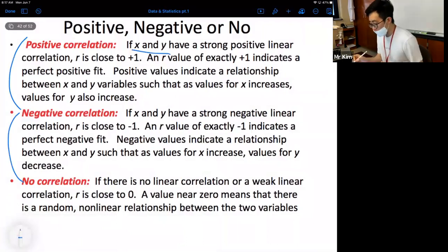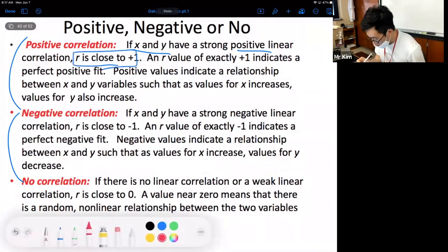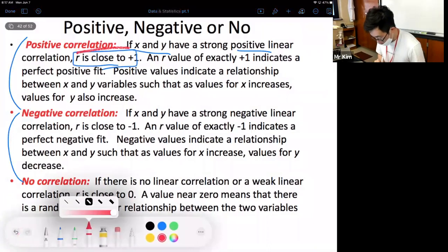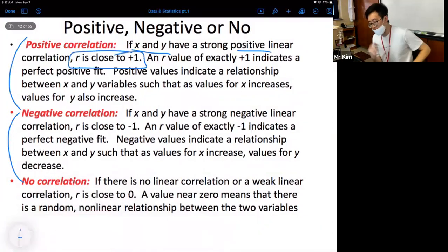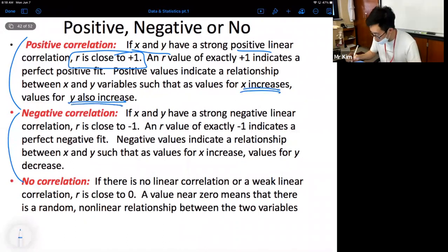If X and Y have a strong positive linear relationship, R is close to +1. An R value of exactly +1 indicates a perfect positive fit. Positive values indicate a relationship between X and Y variables such that as values for X increase, the values for Y also increase. So they both have a direct relationship.